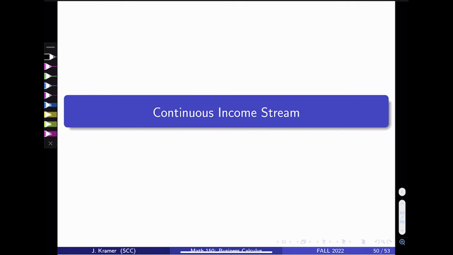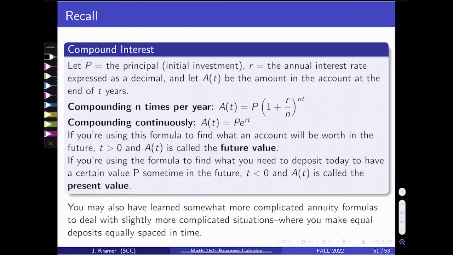Let's talk about continuous income stream. Recall from earlier chapters that compound interest, if we have P as the principal or the initial investment, R is the annual interest rate expressed as a decimal, then A of T is the amount in the account at the end of T years. If we're compounding N times per year, it would be P times the quantity 1 plus R over N to the NT, where N is the number of times it's compounded within a year. Alternatively, if we're compounding continuously, it's P times E to the RT.